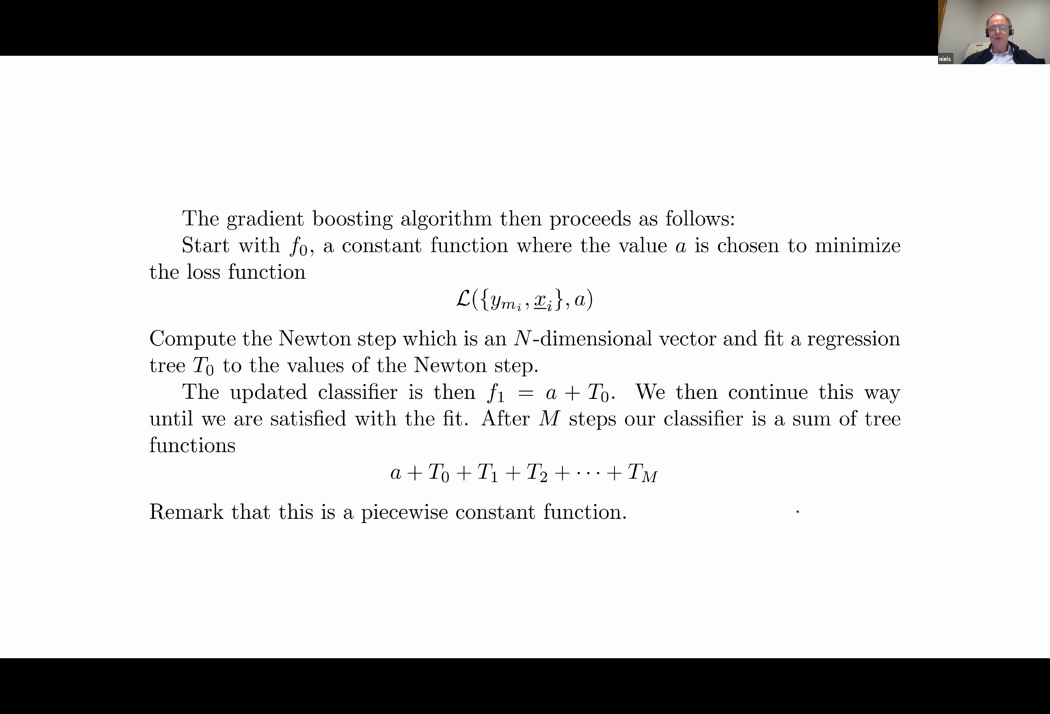So that's our F0. Then we do the Newton step as we saw before, and we find these n values, and we fit a regression tree to this, and that gives us our new function. So F1 is a plus t0, and we can continue this way until we are happy with the way it fits. After m steps, our classifier is the sum of these tree functions. They start with the constant one, and then we add these trees, so again this is a piecewise constant function.